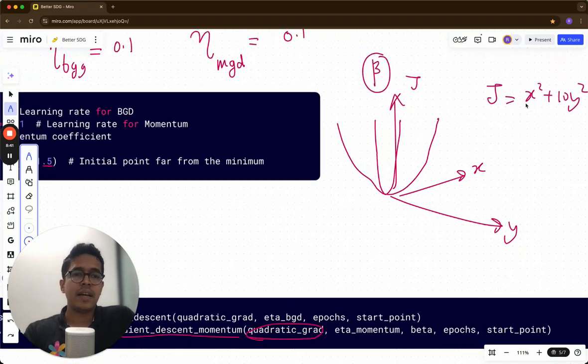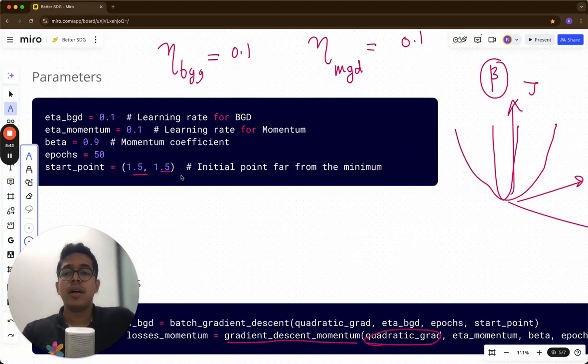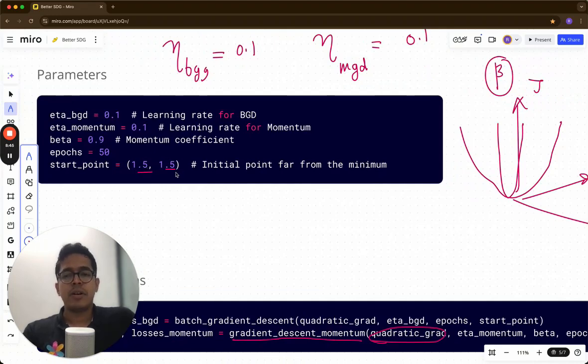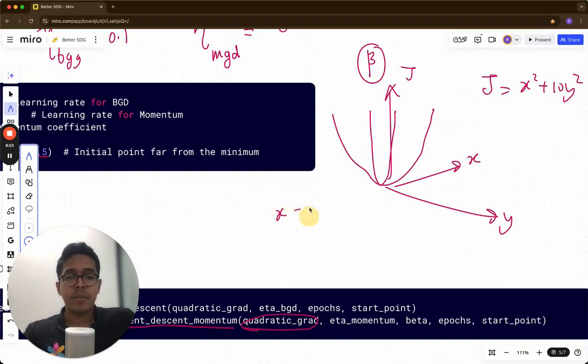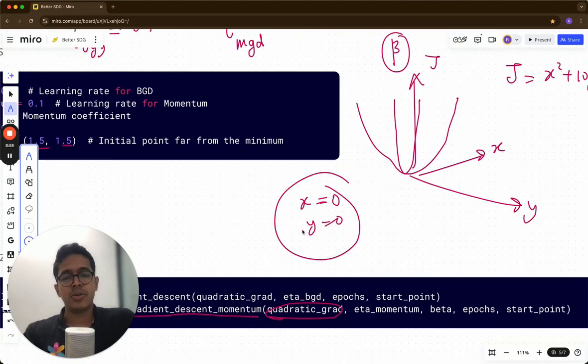So x and y are parameters, not input and output. You are starting from x equal to 1.5, y equal to 1.5, and hoping that you will find the minimum value of this function, which happens, you know very well where the minimum happens. The minimum happens when x equal to 0 and y equal to 0. So finally this is where you should reach, right?